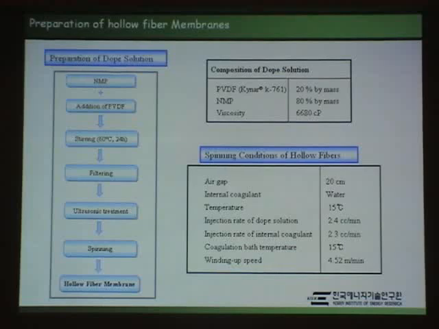Then they are filtered using a glass filter and degassing is done using an ultrasonic vibrator. After degassing, spinning is done. Spinning is done by the wet phase inversion method and it results in the formation of hollow fiber membrane. These are the spinning conditions of the hollow fiber. The depth was kept 20. Water was used as internal as well as external coagulant and temperature was kept at about 15 degrees centigrade.